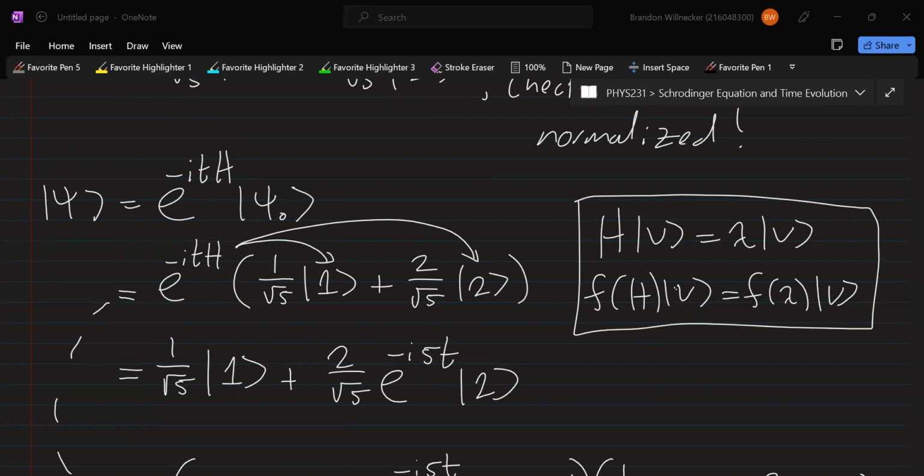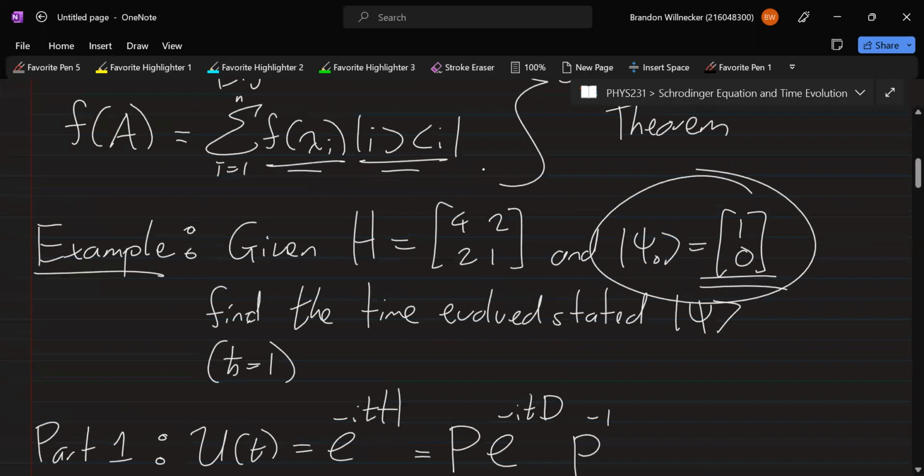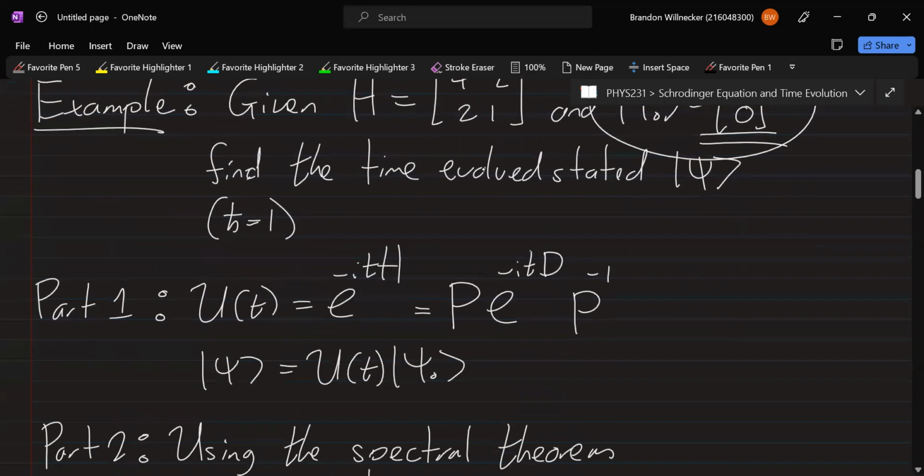So let's just recap. We go right back to the top here. We want to find the time evolution of this initial state, 1, 0, with this Hamiltonian H. You can either diagonalize the Hamiltonian using PDP inverse, such that taking the exponential is a bit easier, because exponentiating a diagonal matrix is just exponentiating the eigenvalues along the diagonal. So you can do it this way. That's perfectly fine. You'll get exactly the same answer.